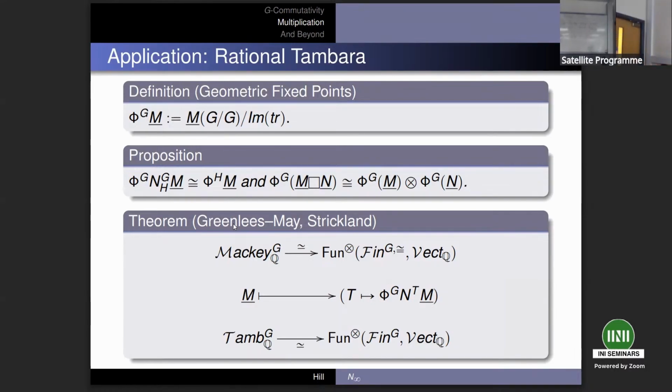Strickland then said, this promotes to saying if I'm looking at the Tambara functors for G, then that corresponds to, exactly as we've seen a bunch of times, the symmetric monoidal functors from finite G sets into rational vector spaces. Or if you prefer, functors from the orbit category into rational commutative rings. So I can sort of see this in a really clean way from this perspective.